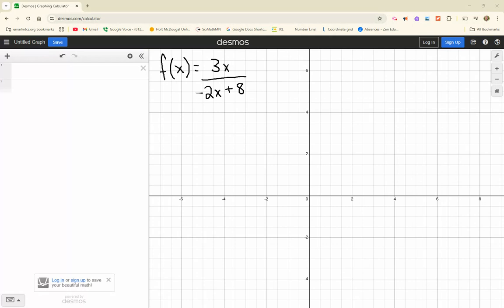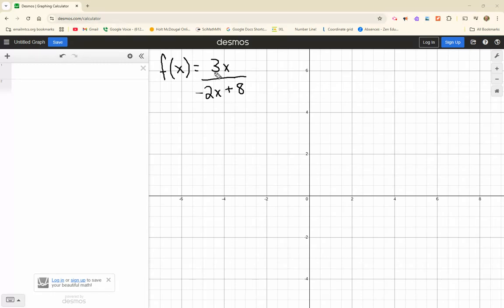It's just important to note that this strategy only works when the degrees of the numerator and the denominator are the same. So you can see the degree of the numerator is 1, and the degree of the denominator is also 1, so this is going to work for this example. So what we need to do is identify the leading coefficients of both the numerator and the denominator. Remember, a coefficient is just the number that's in front of the variable.